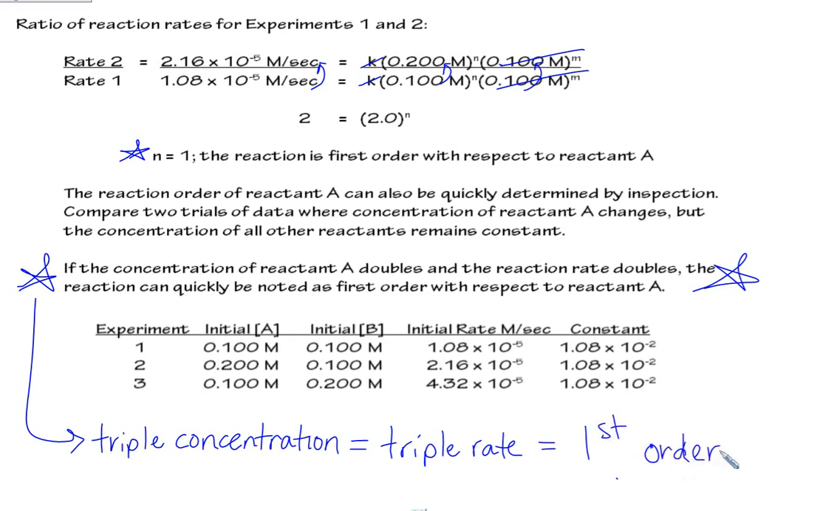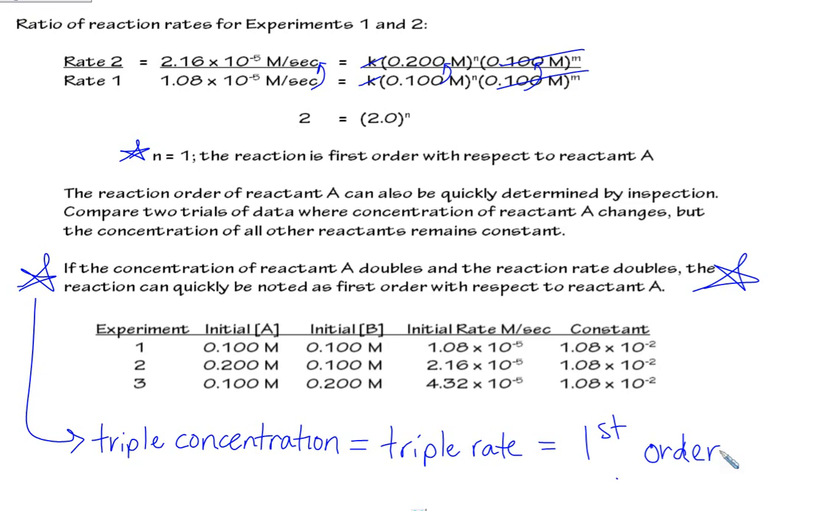You would sub in experimental data, kind of like what we did above, and as you simplify things, it would look like 3 equals 3 to the first. It must be first order. The exponent is 1. You could quadruple the concentration, and if the rate quadruples, it's first order. That exponent is 1.